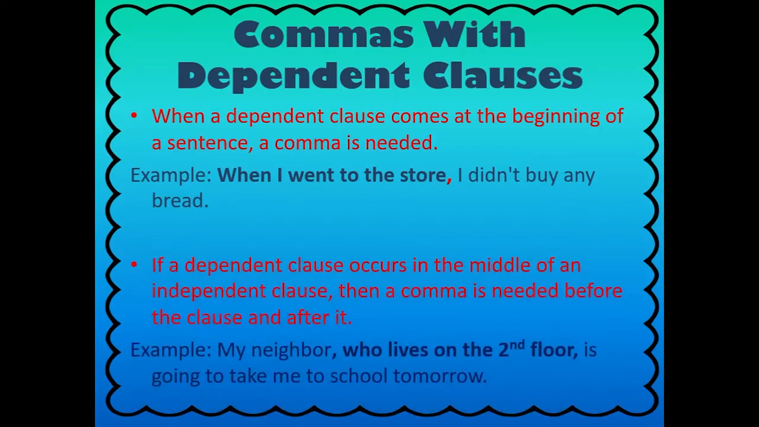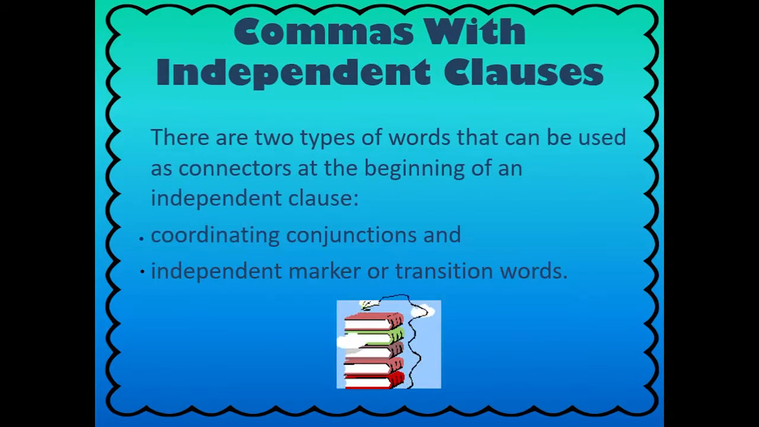If a dependent clause occurs in the middle of an independent clause, then the comma is needed before the clause and after it. So remember, the dependent clause, if it's in the middle, needs two commas, one before and one after, such as the example: my neighbor, who lives on the second floor, is going to take me to school tomorrow.